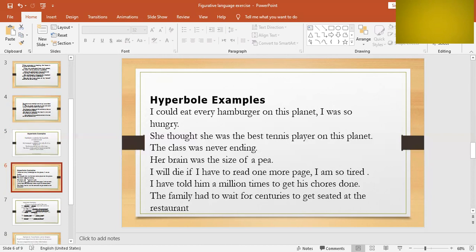I have told him 1,000,000 times to get his chores done, to get his housework done. 1,000,000 times. You never tell somebody to do something 1,000,000 times, but it's a matter of exaggeration. Many times, many times. The family had to wait for centuries to get seated at the restaurant.